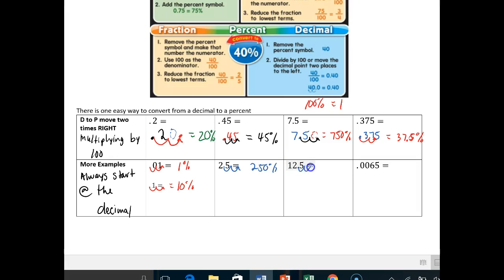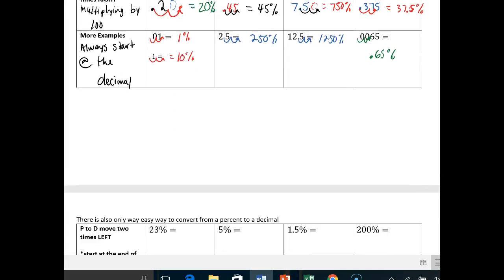12.5. Once, twice. What is this? 1,250%. And 0.0065, what's that going to be, 65%? No, it's not going to be 65%. You move once, you move twice, the decimal ends up in front of the 6. That's 0.65%. This is not even a full percent, right? This is a very, very small number, a fraction of a number, right?